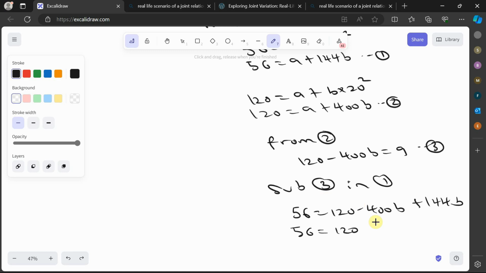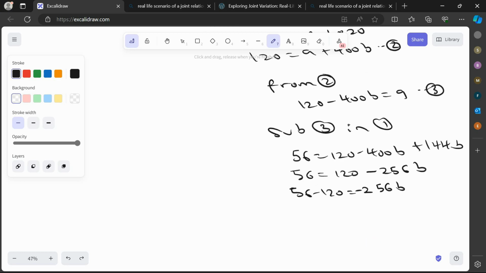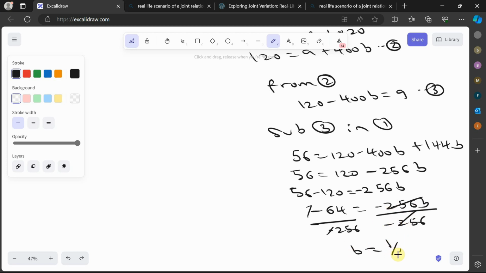If you press that in your calculator, or do it mentally, that would be minus 256b. So let's collect like terms. That would be 56 minus 120 is equal to minus 256b. So 56 minus 120 will give you minus 64, equal to minus 256b. If I divide both sides by minus 256, this will cancel this. So what will be our b? 1 over 4. So our b is 1 over 4.